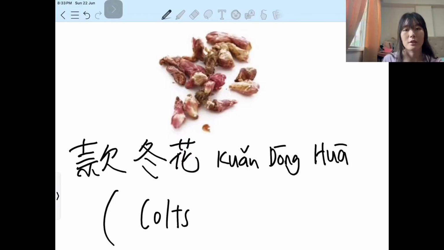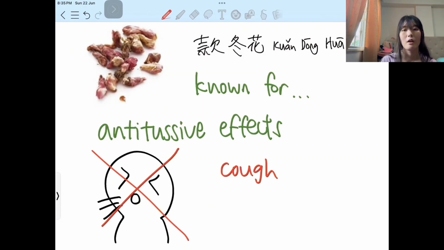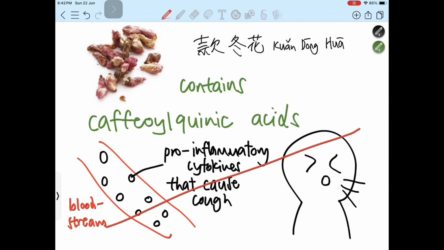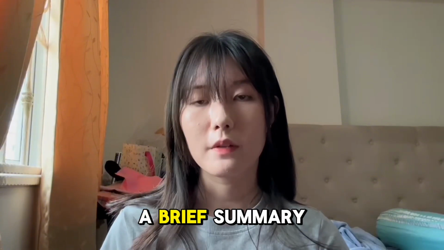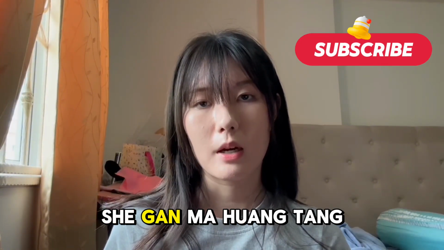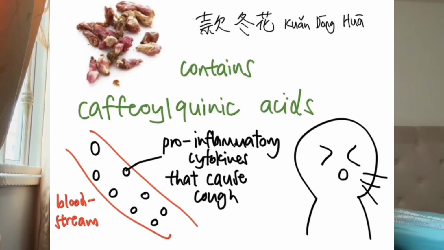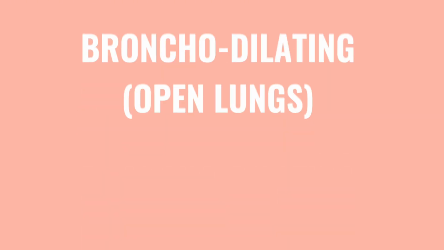款冬花 is also known as colt's foot in European botany. In both European and Chinese herbal medicine, 款冬花 is most commonly known for its antitussive or cough-suppressing effects. This is because it contains caffeoylquinic acids, which block the release of pro-inflammatory cytokines that may otherwise perpetuate the cough reflex.